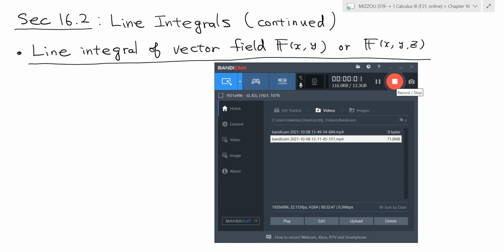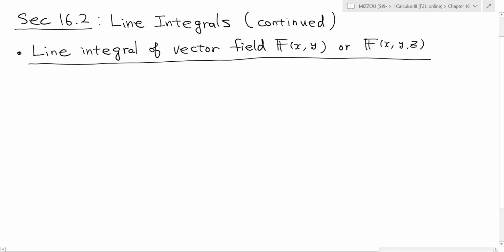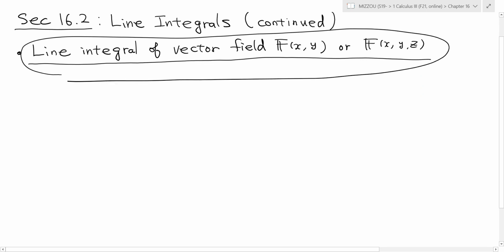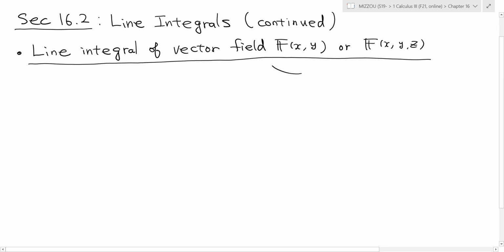Okay, this is the second video on section 16.2 about line integrals. In this video, I'm going to cover line integral of vector field like F of x,y, big F of x,y, or F of x,y,z. Remember in the last video, we did line integral of f of x,y, scalar valued function, or f of x,y,z. But essentially, the idea is the same as this and this. And in this video, we're gonna deal with line integral of a vector field.